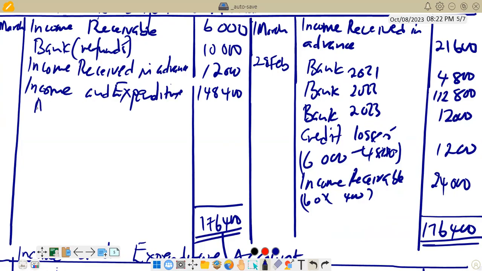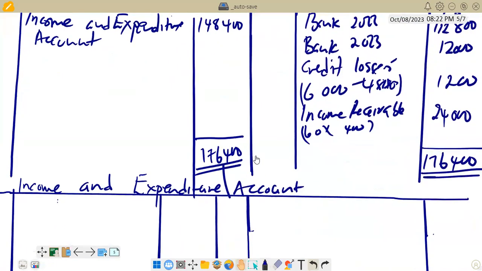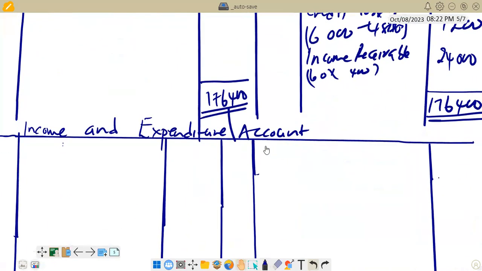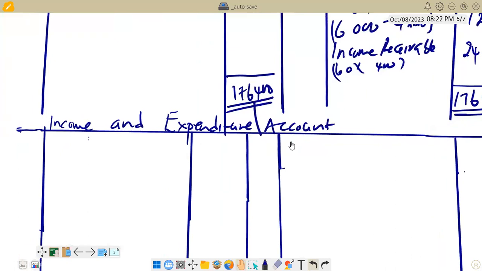Income and expenditure account. Right. So that is what we have on the membership fees account. Now we want to move on to the next one, which is the income and expenditure account. All incomes will come on the credit side of the income and expenditure account, this side. Then all expenditures will come on the debit side.